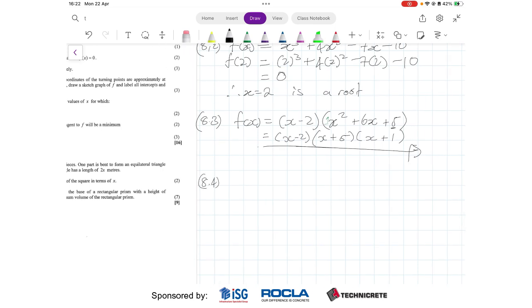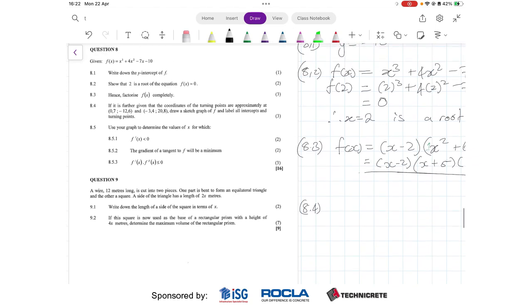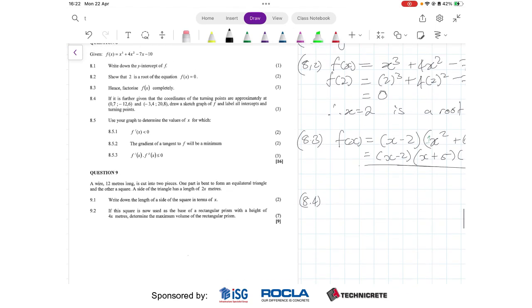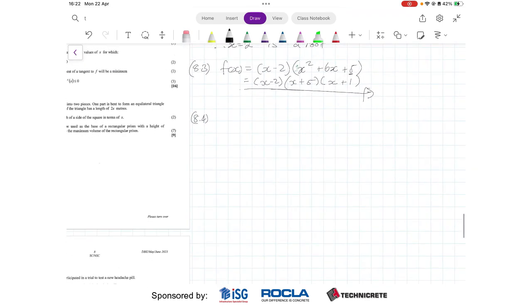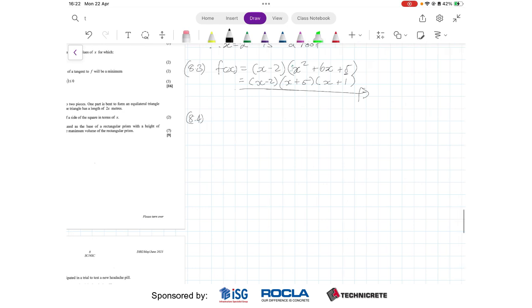8.4. We are told it is further given that the coordinates of the turning points are approximately at (0.7, -12.6) and (-3.4, 20.8). Draw a sketch of f and label all intercepts and turning points. Now we already know our intercepts, so we can just plug those in.